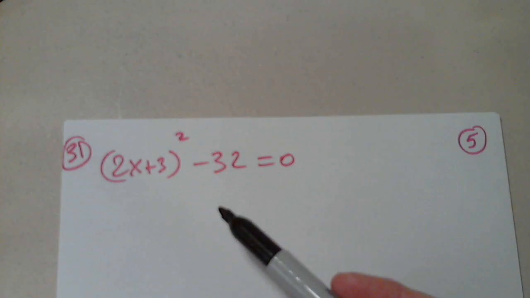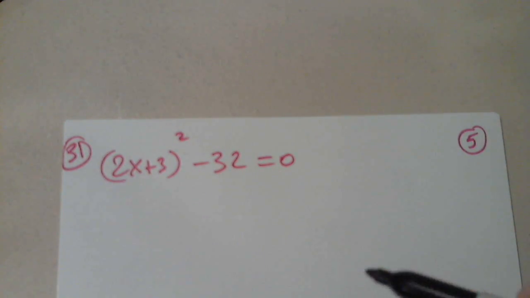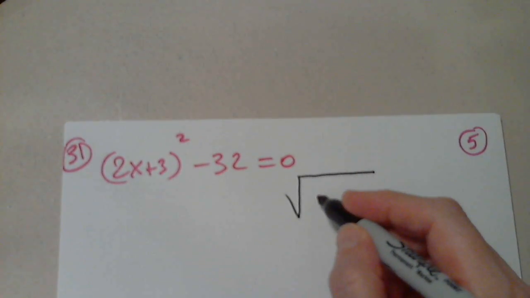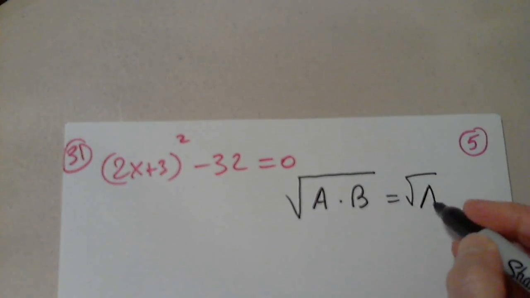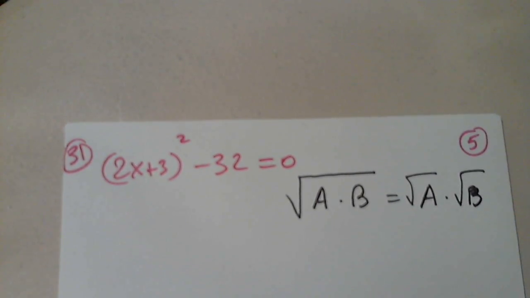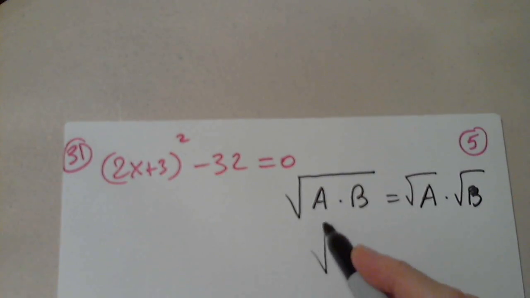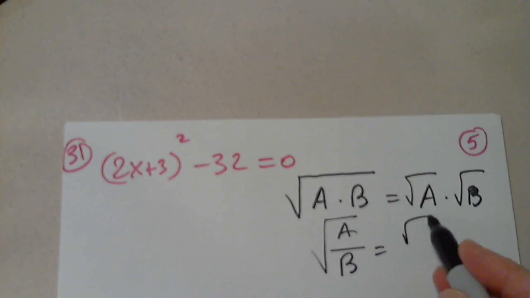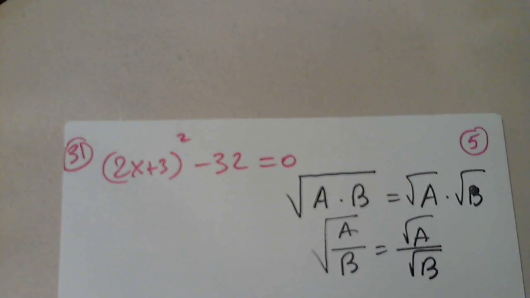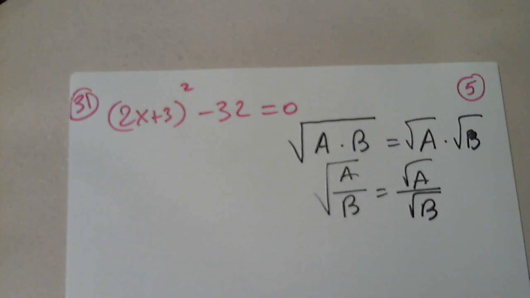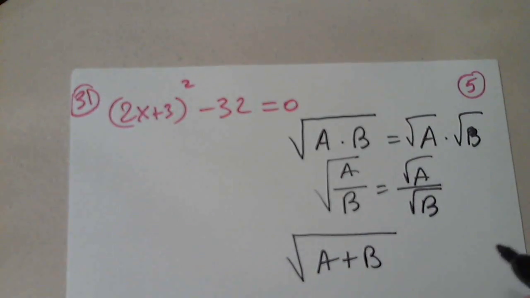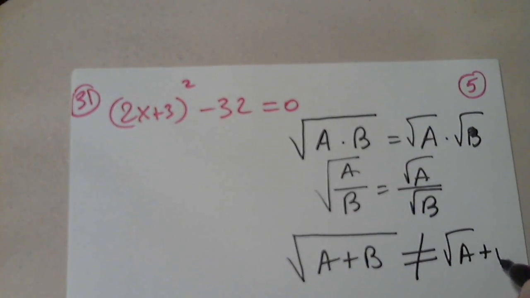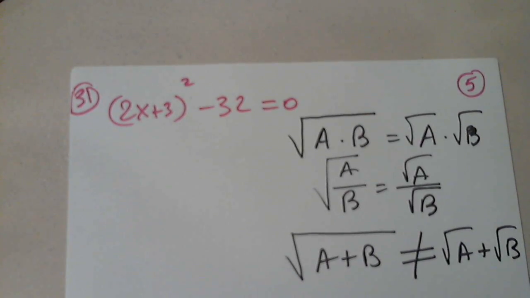You cannot take square roots from a difference or a sum. So let me refresh your memory. The square root of a times b, assuming both are positive, you can write it in this form. It can also work for a ratio, assuming everything is positive. But it will never work for addition and subtraction. What am I talking about? The square root of a plus b does not equal the square root of a plus the square root of b. This is a huge mistake, and it's very tempting.